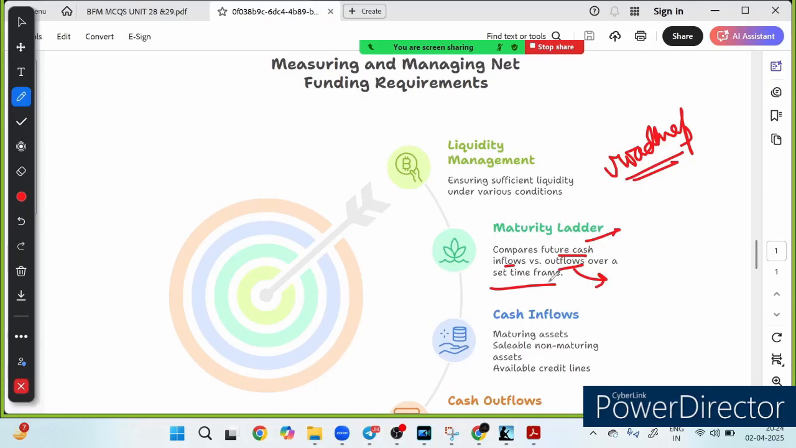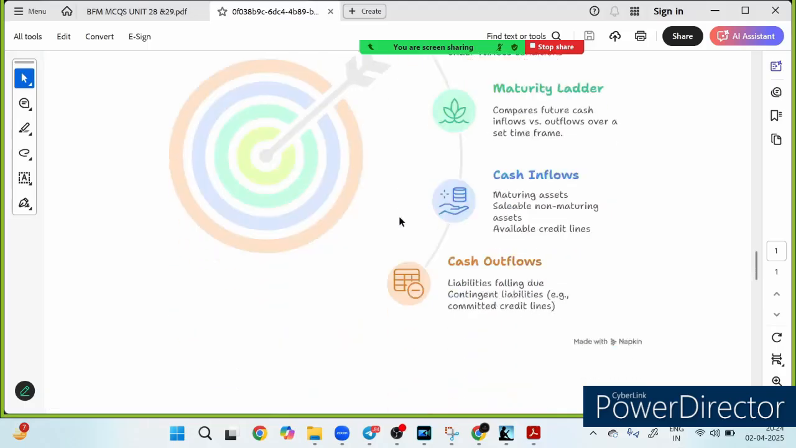Why I am telling you, because those who have enrolled in our crash course should also look at that case study, where we have explained each and every point regarding this maturity ladder, how to go about solving a problem based on the maturity ladder. Now friends, the second aspect to it, we have cash inflow and cash outflow.